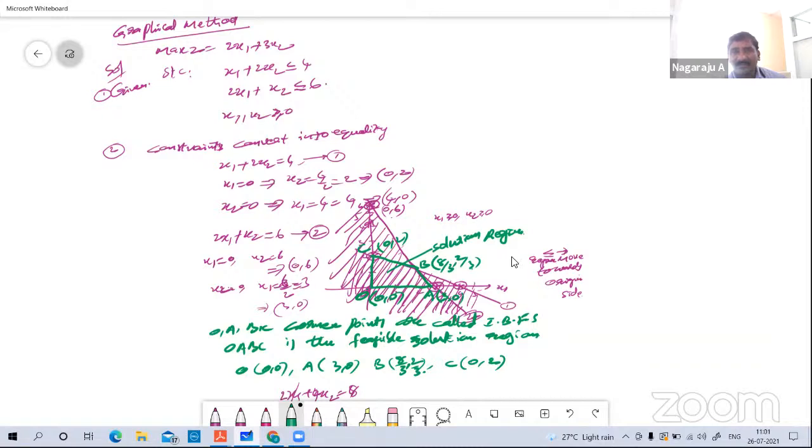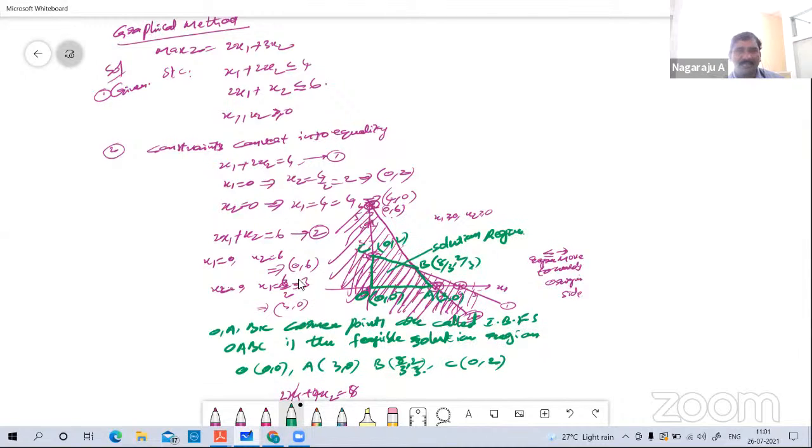We have seen here that the inequality is x1 plus 2x2 less than or equal to 4. So the region is drawn towards the bottom side, since it is less than or equal to, moving towards the origin side. This is the region. Another constraint is 2x1 plus x2 less than or equal to 6.